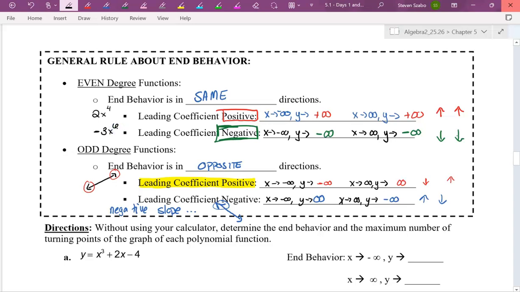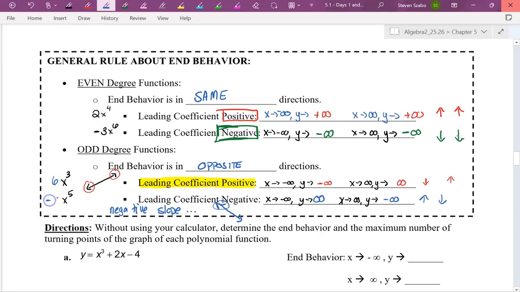And if the degree is odd, so I have x to the third power or x to the fifth power, when it's a positive leading coefficient like 6, then the end behavior is down on the left, or y goes to negative infinity as x approaches negative infinity, and up on the right. As x goes to the right or positive infinity, y goes up or positive infinity.